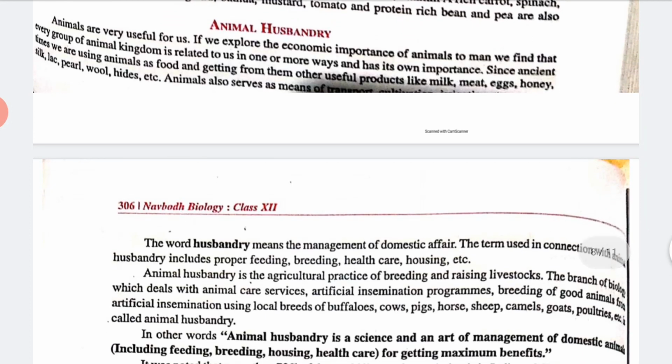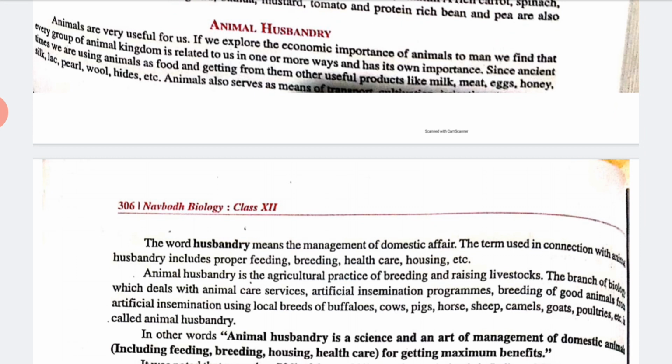So, what is animal husbandry? Animal husbandry is very useful for us. If we explore the economic importance of animals to man, we find that every group of the animal kingdom is related to us in one or more ways and has its own importance.